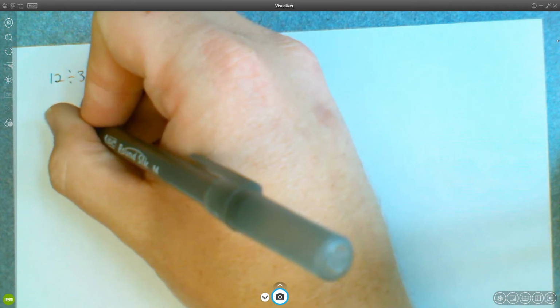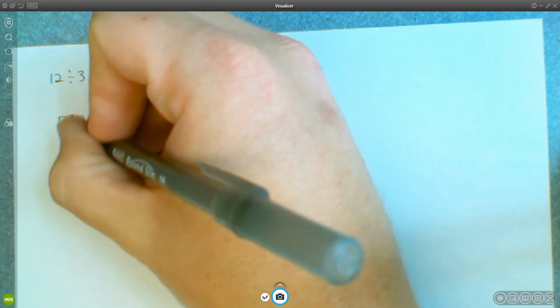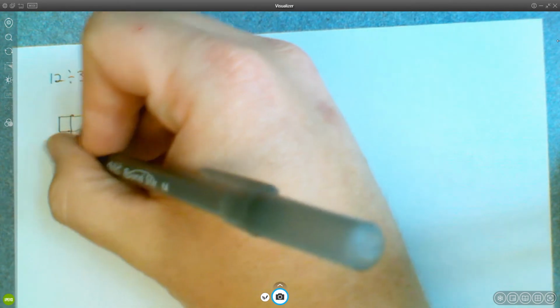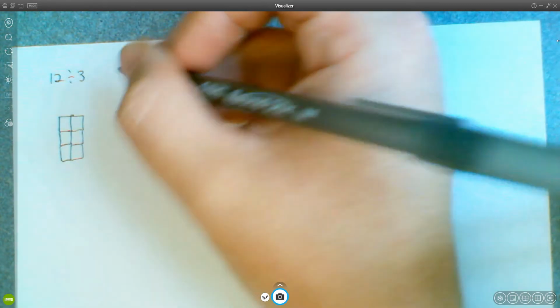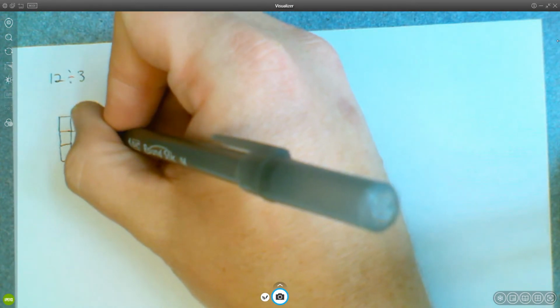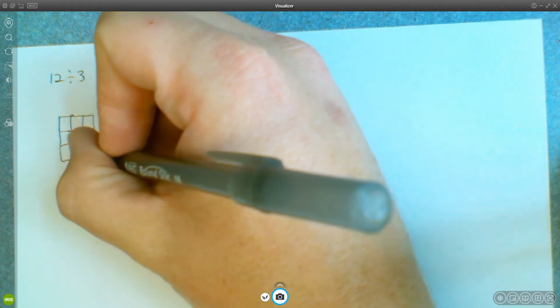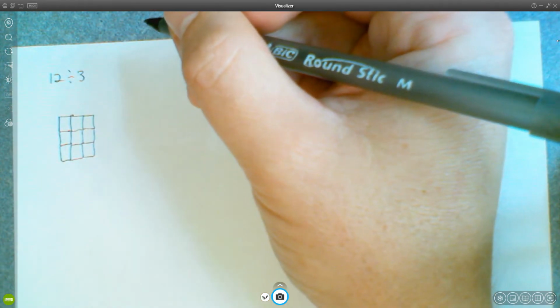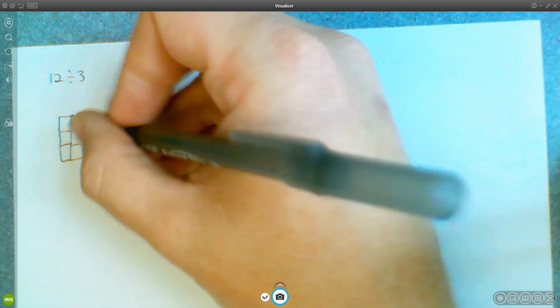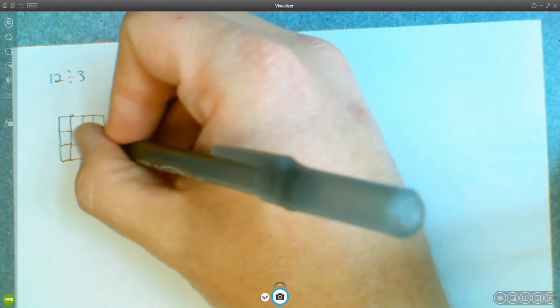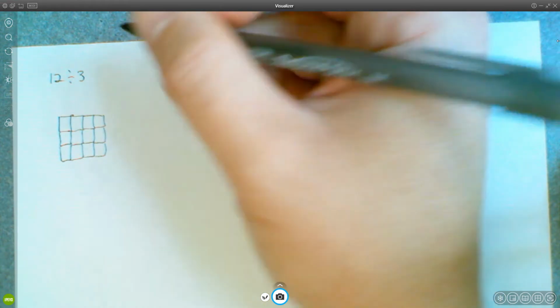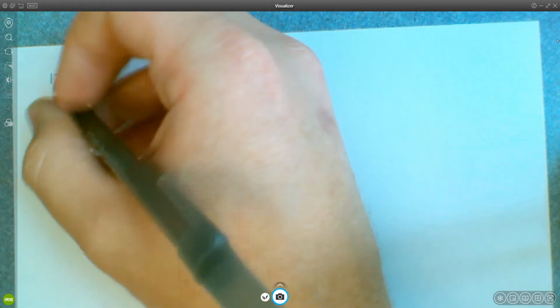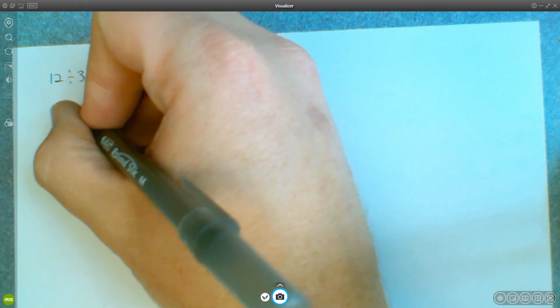So if I make another copy of the group of 3, then now I have 1, 2, 3, 4, 5, 6 units, which isn't enough because I need to get to 12. So I add on another group of 3. Now I have 9 units, and that's still not enough because I need 12. But if I hand myself one more group of 3, now I get 12 units. And how many groups did I need? Well, this was 1 group, 2 groups, 3 groups, 4 groups. Okay, 4 groups of 3.